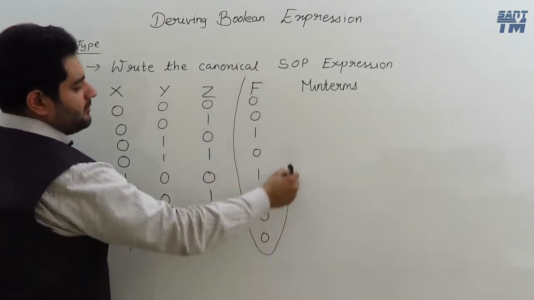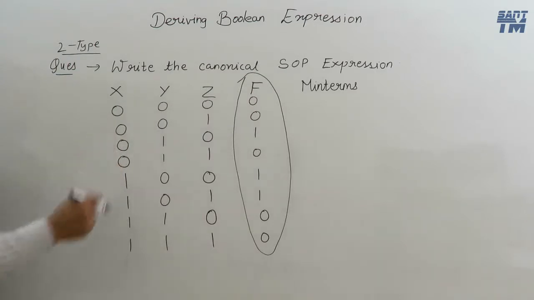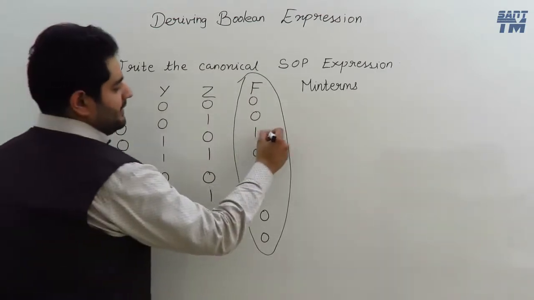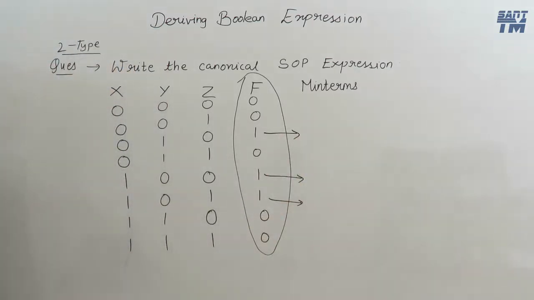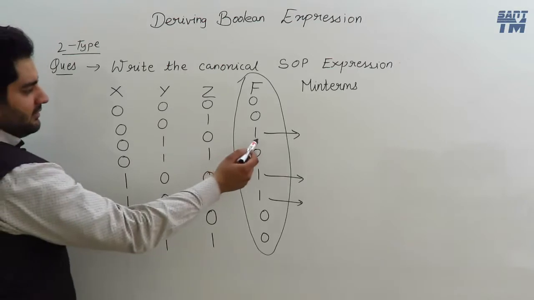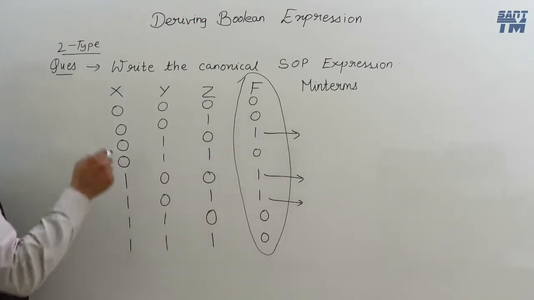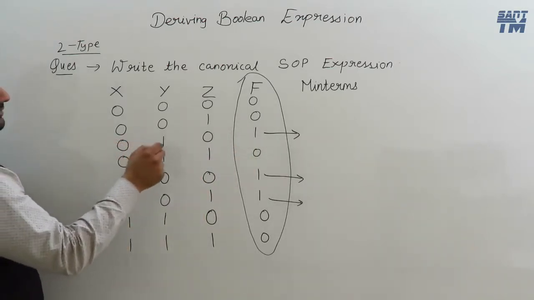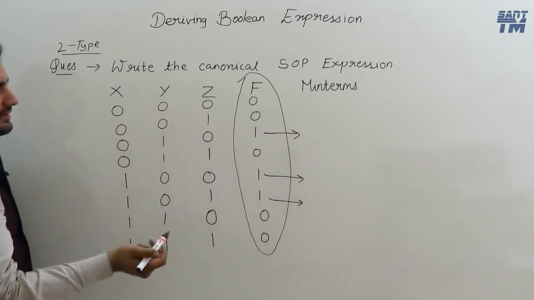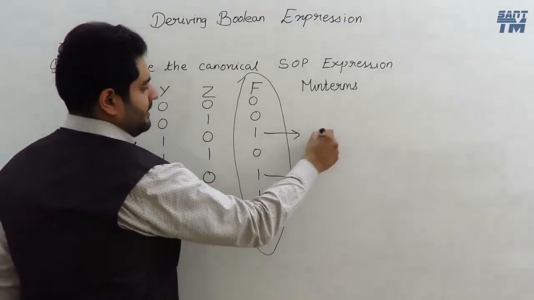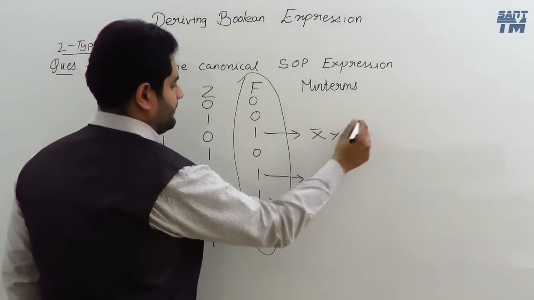Function means the output for which we have to calculate the minterms. So we have to directly select the rows with 1s and write the equivalent minterms. It is so much simpler than the previous question. So for this row, output is 1. We will see x, y, z. X is 0, y is 1 and z is 0. So there will be a bar on x and z because there are zeros. X bar, y, z bar.